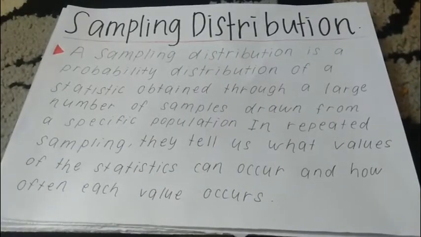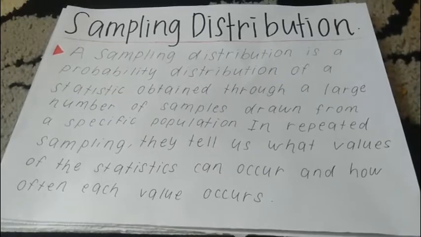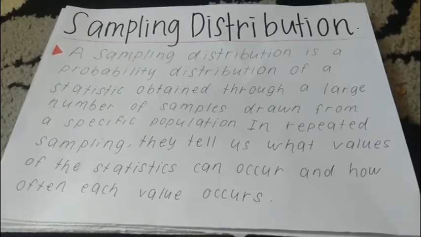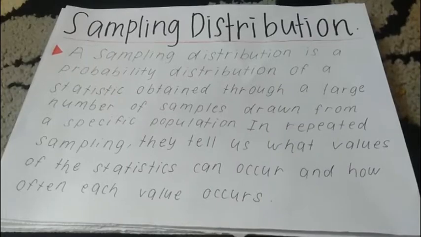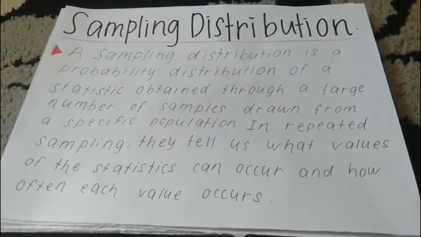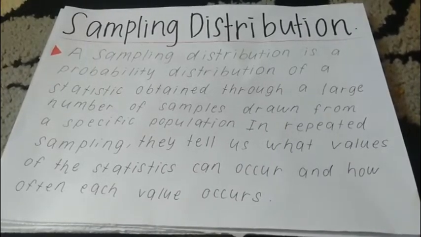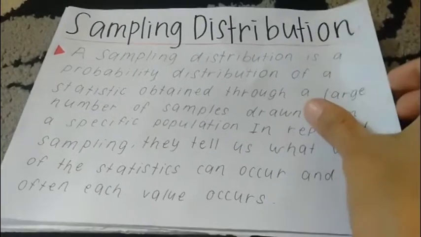A sampling distribution is a probability distribution of a statistic obtained through a large number of samples drawn from a specific population. In repeated sampling, they tell us what values of the statistic can occur and how often each value occurs.